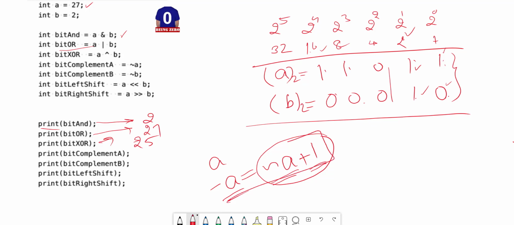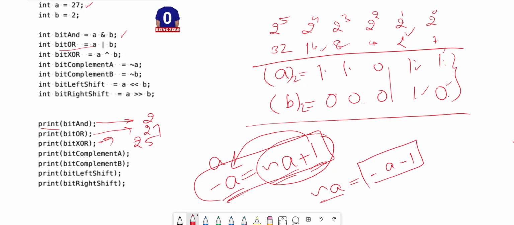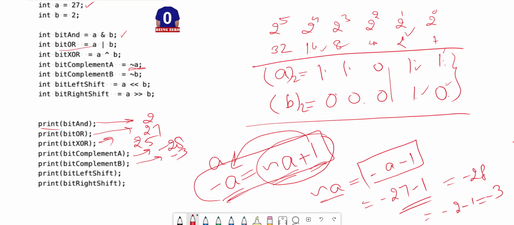Now if we go with this equation, then eventually we can say tilde A is nothing but minus A minus 1. We are just taking 1 to the other side of the equation. So tilde A is minus A minus 1. Right? Now here we are doing tilde A. So tilde A should be, according to this, minus 27 minus 1, which is nothing but minus 28. So that should be the answer for A's complement. Same way, if you talk about B's complement, it should be minus 2 minus 1, and that will be minus 3. So the answer for this will be minus 3. So we got these values so far. So let me erase this.